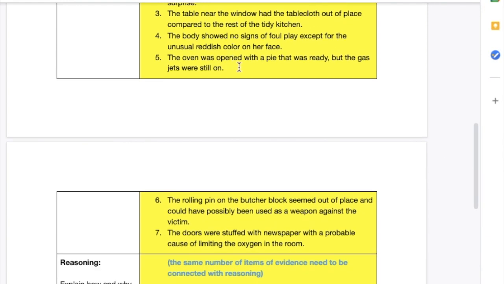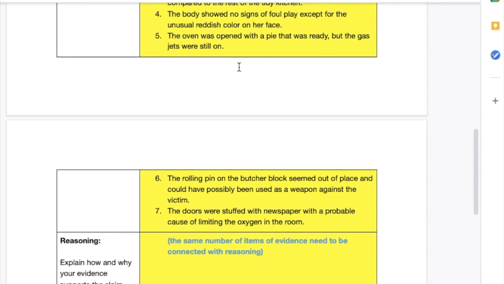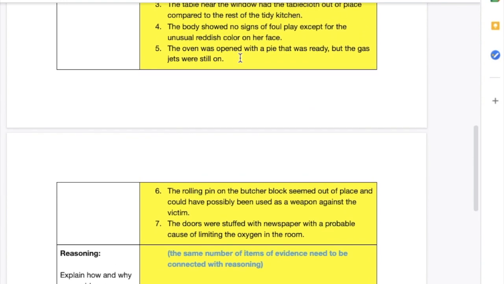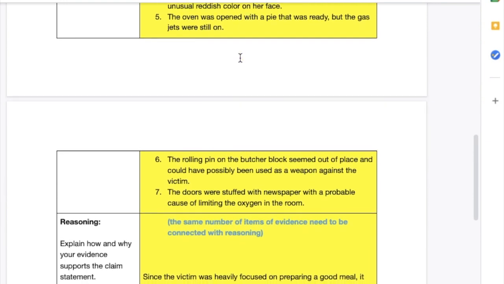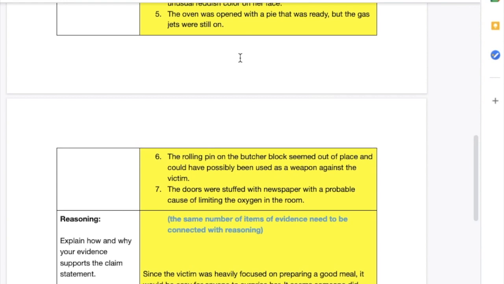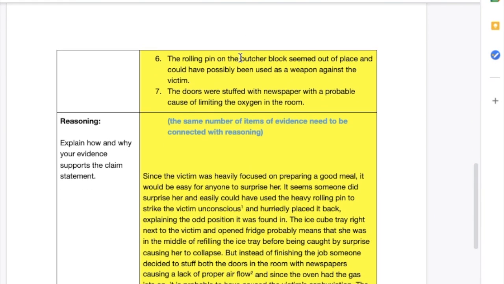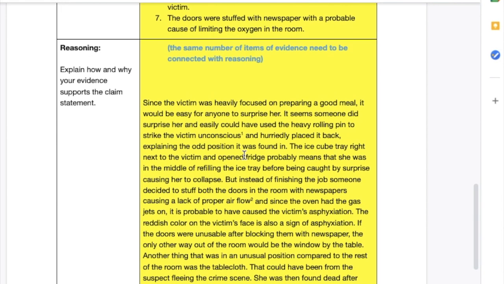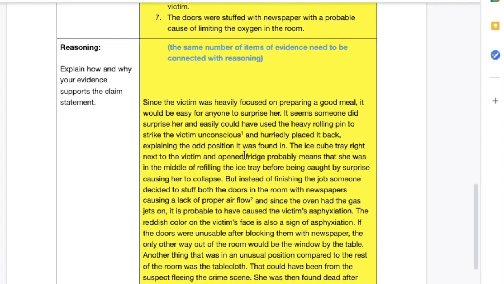The table near the window had the tablecloth out of place compared to the rest of the very tidy kitchen. And the body showed no signs of foul play except for the unusual reddish color on her face. There were no wounds. It was just a reddish color that was unusual. The oven was opened with a pie that was ready, but the gas jets were still on. The rolling pin on the butcher block seemed out of place and could have possibly been used as a weapon against the victim. The doors were stuffed with newspaper with a probable cause of limiting the oxygen in the room.